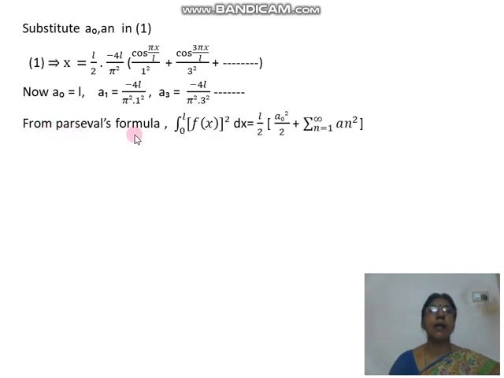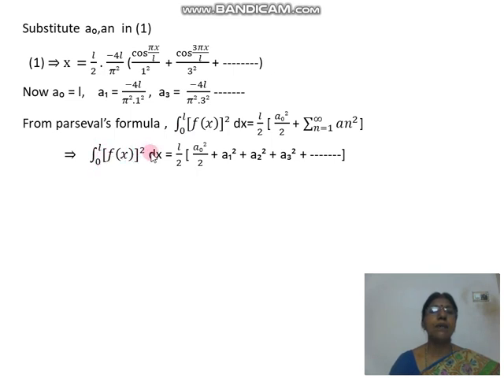From Parseval's formula, integral 0 to L f of x whole square dx is equal to L by 2 of a naught square by 2 plus sigma an square plus sigma bn square. This is Parseval's formula. Now LHS is the same, integral 0 to L f of x whole square dx is equal to L by 2 of a naught square by 2 plus sigma. Sigma means you get a series. Put n is equal to 1, first term a1 square. Sigma means plus n is equal to 2, you get second term a2 square, plus n is equal to 3, you get a3 square and so on.